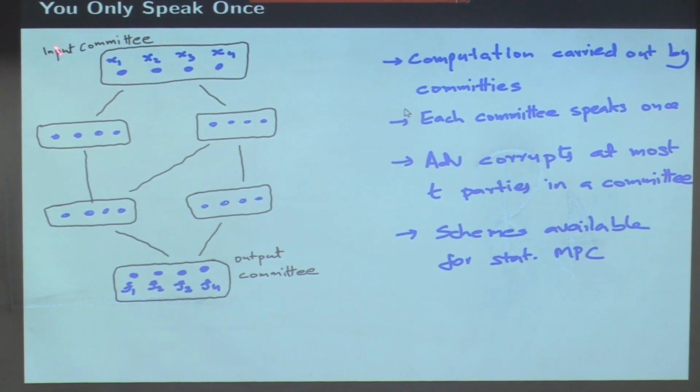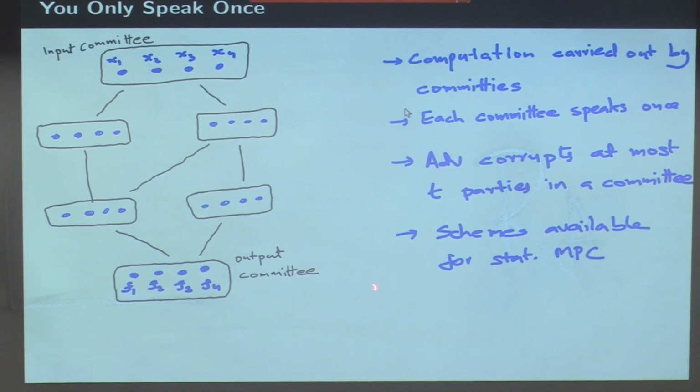At any point of time in the MPC, there's going to be one or a bunch of committees that are active. The committees receive a bunch of messages from the previous committees, compute some messages and send them forth to the committees in the future. There are a lot of things happening in the background that ensure that in each committee at most T parties can be corrupted. But if we keep that part aside, here also the situation is that the parties speak only once, and in each committee at most T people will be corrupted.